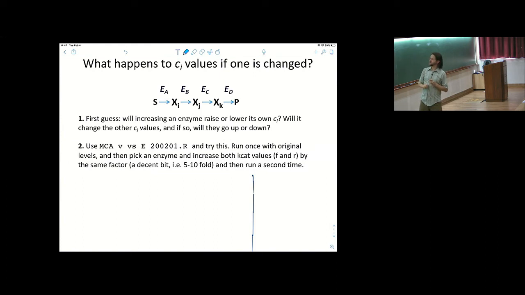Now, pick an enzyme, doesn't matter which one. Let's make this dramatic. Increase it by 5-fold, 10-fold, something like that. And what does the picture now look like? What happened to the curve for that enzyme? What happened to the curves for the others? What happened to the total flux?